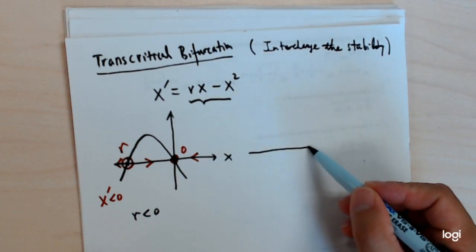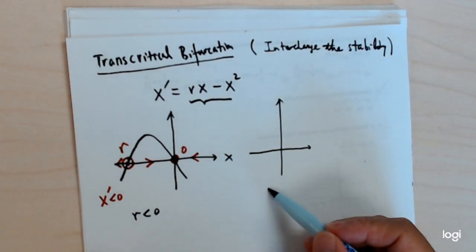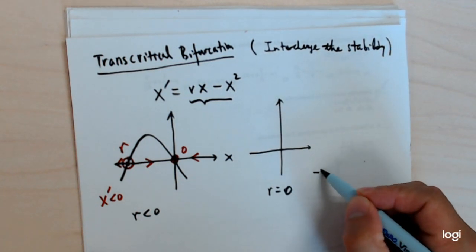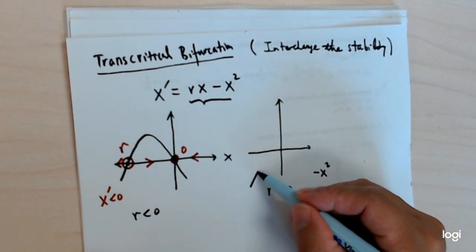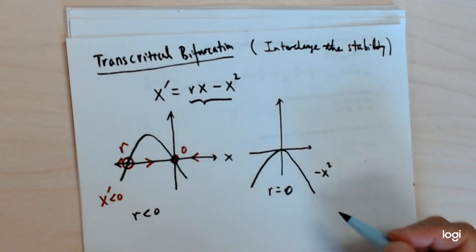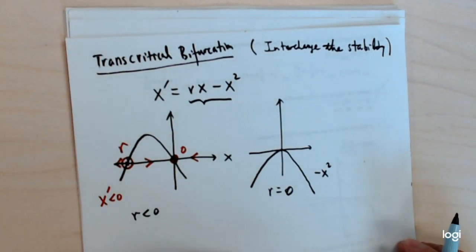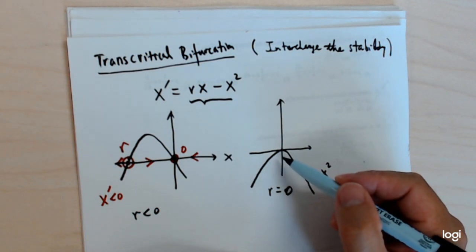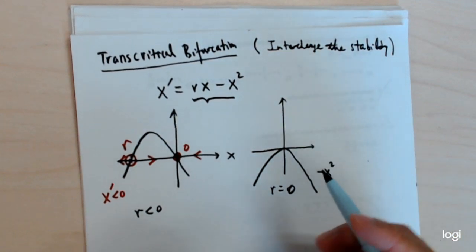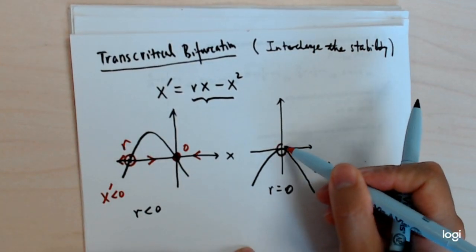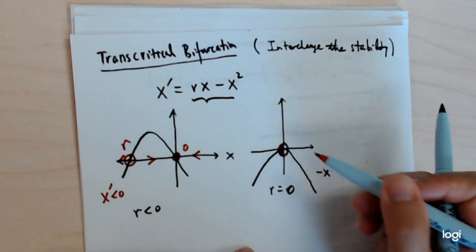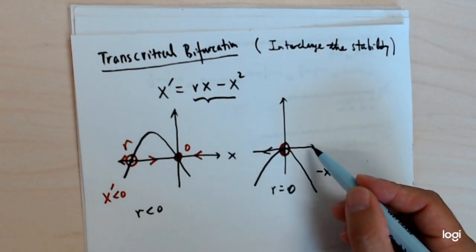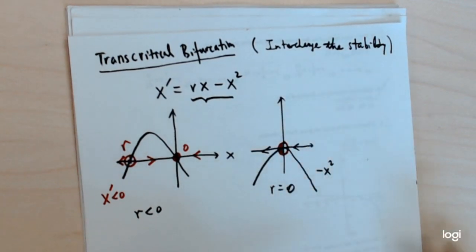When you increase r to, say, r equal to 0, you're talking about the graph of negative x squared, and that's how the graph looks. So now there is just one equilibrium at 0. That's the critical value here, the bifurcation point. This equilibrium is semi-stable. Use a half-filled dot, because to the left side it will move away, and to the right side it will move into this equilibrium.